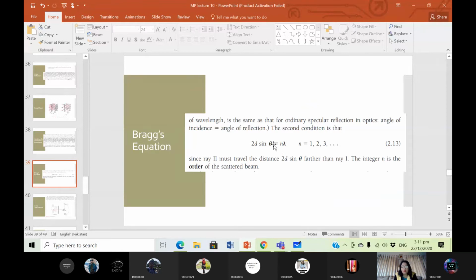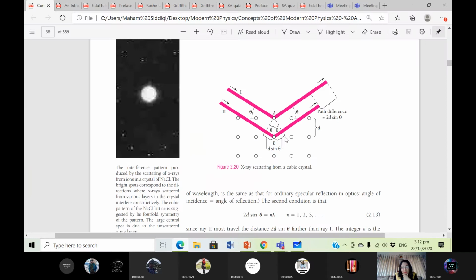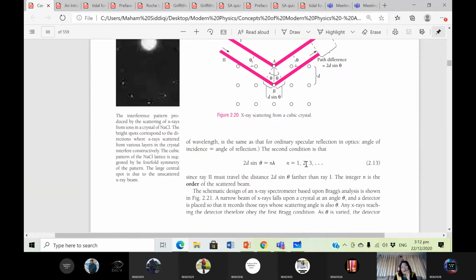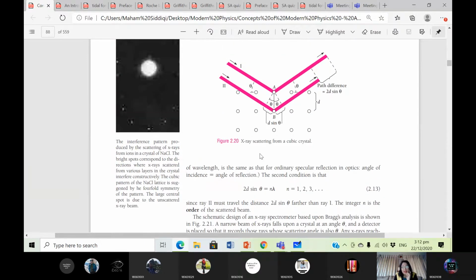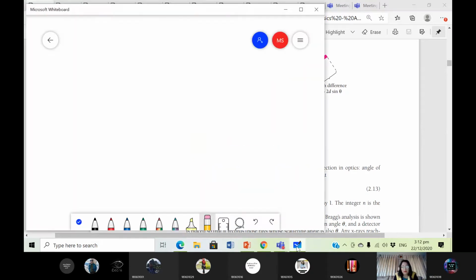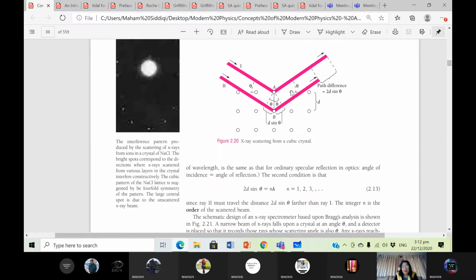Why? Because when the path difference between these two waves, which we know is 2d sin theta, is equal to an integer number times the wavelength of the wave, then only constructive interference would take place. An integer number times the wavelength means that the waves are a few wavelengths apart, but they're still in phase. So the amplitudes will add, and we will get constructive interference.